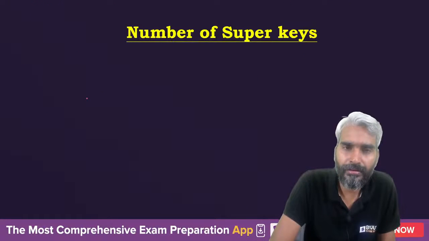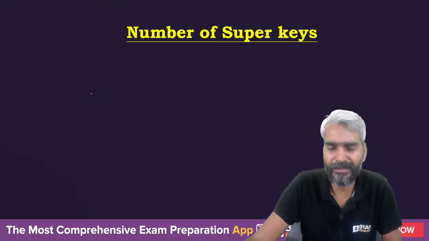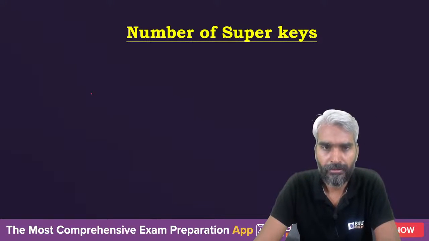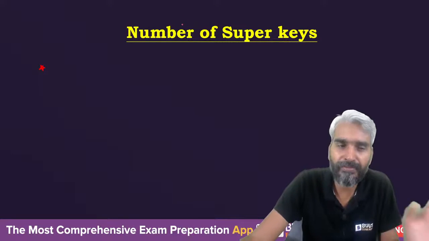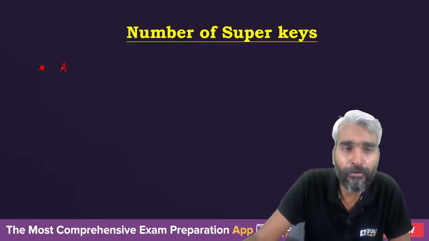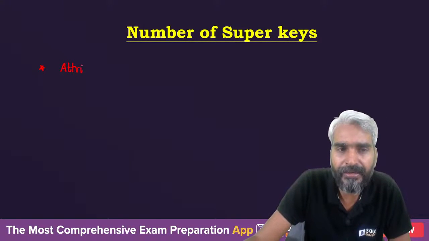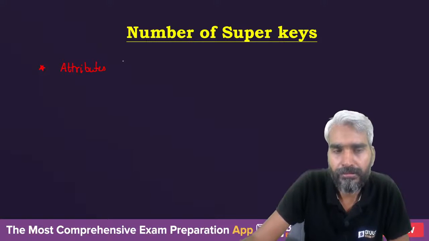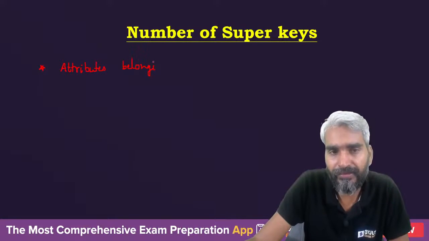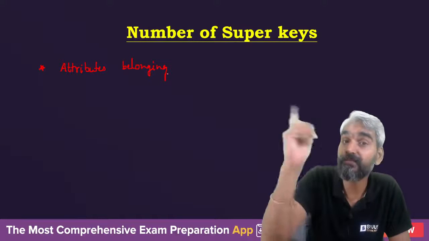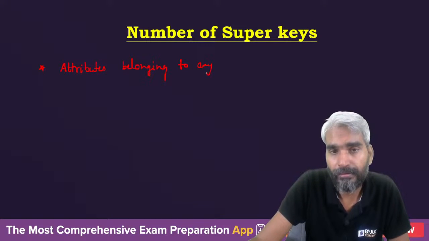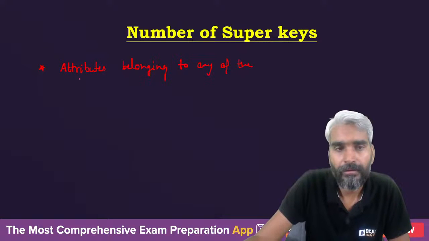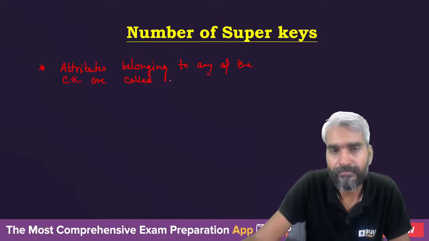Before the number of super keys, I also want to inform you about some more things. These are not related to the number of keys, but let's try to understand the concept. These are definitions which you should know, because I'll use them when I discuss the concept of normalization. Attributes belonging to any of the candidate keys are called prime attributes. What do we call them?